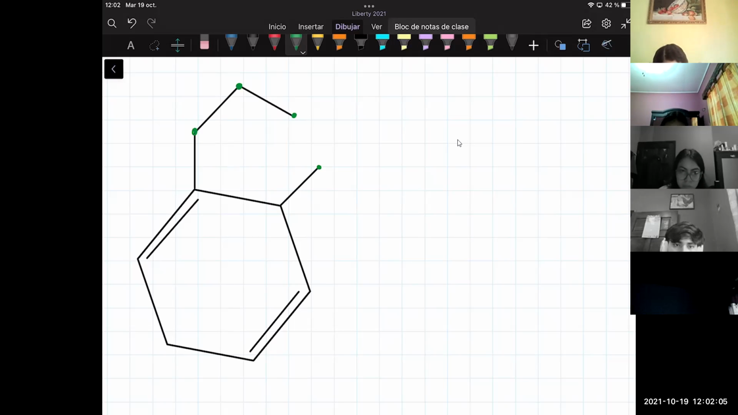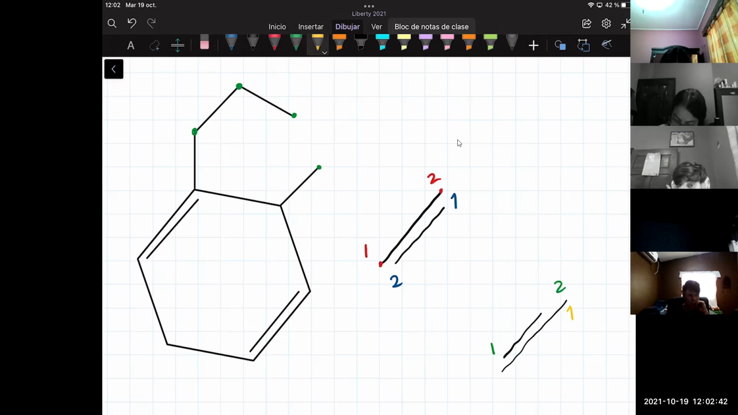Ahora, recuerden algo que les dije la vez pasada. ¿Ok? If you have a double bond, como aquí, bueno. ¿Ok? Imagínense que son estos double bonds que están aquí. Usted tiene que enumerar, ya sea de aquí a acá o de acá a acá. ¿Ok? 1, 2, 1, 2. Lo mismo en el otro lado. 1, 2 o 1, 2.